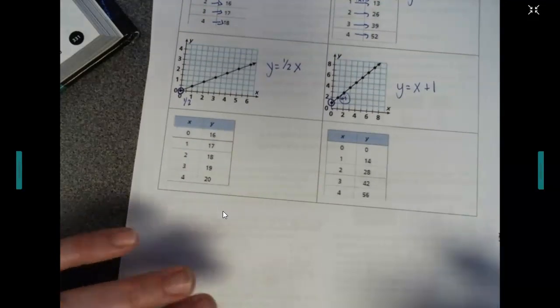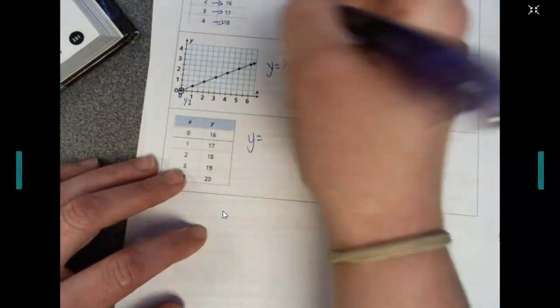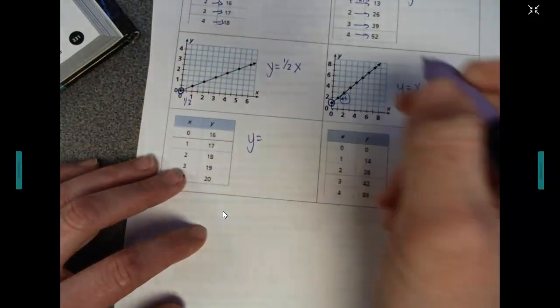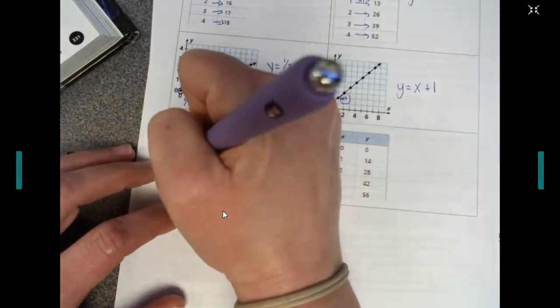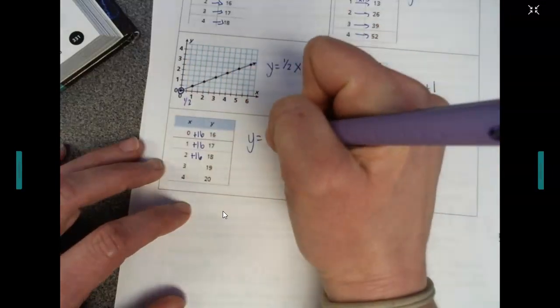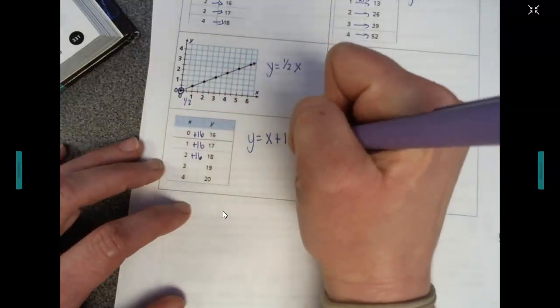And then here's our last two. I'm going to start with y equals. To get from 0 to 16, I have to add 16. 1 plus 16 is 17. 2 plus 16 is 18. So y equals x plus 16.